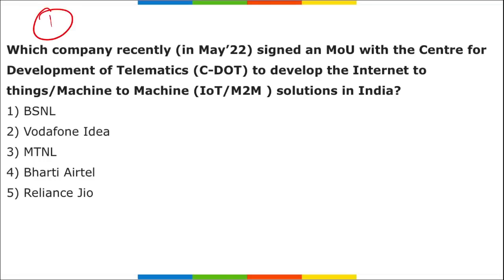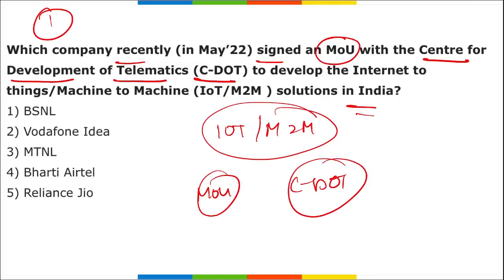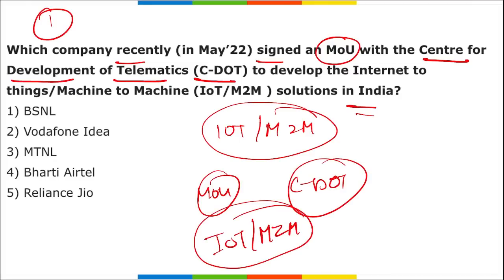Now let's give you some homework. Let's move to the first question. Which company recently signed an MOU with the Centre for Development of Telematics, that is C-DOT, to develop Internet of Things machine-to-machine solutions in India? I repeat, which is the company that has signed an MOU with C-DOT to develop Internet of Things, that is your IoT, and machine-to-machine solutions in India?